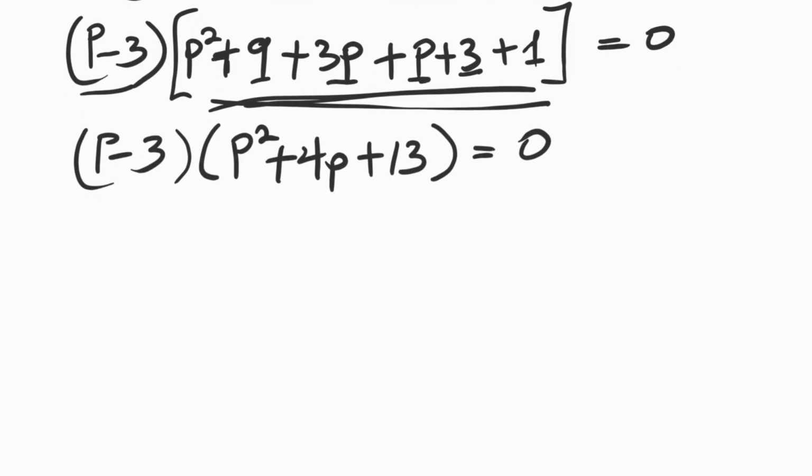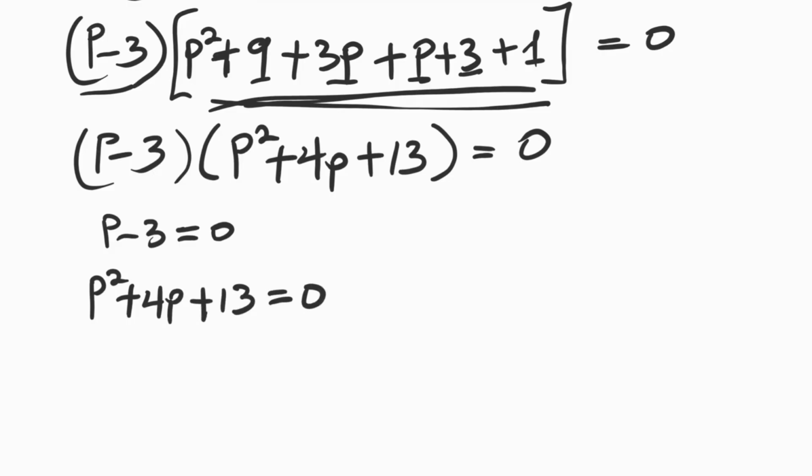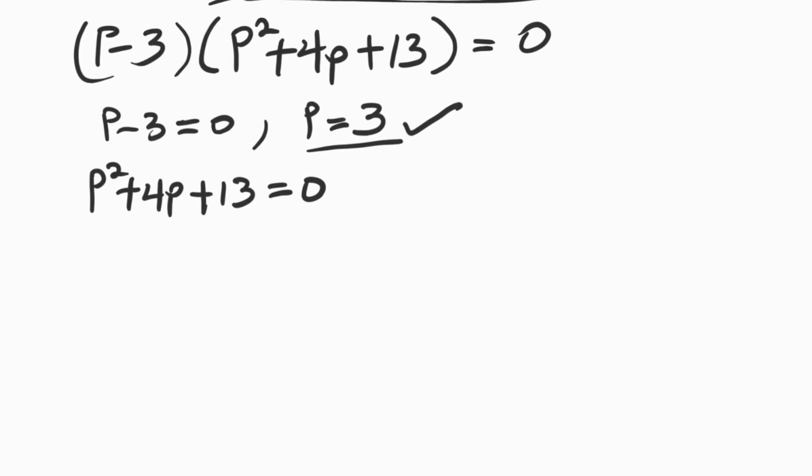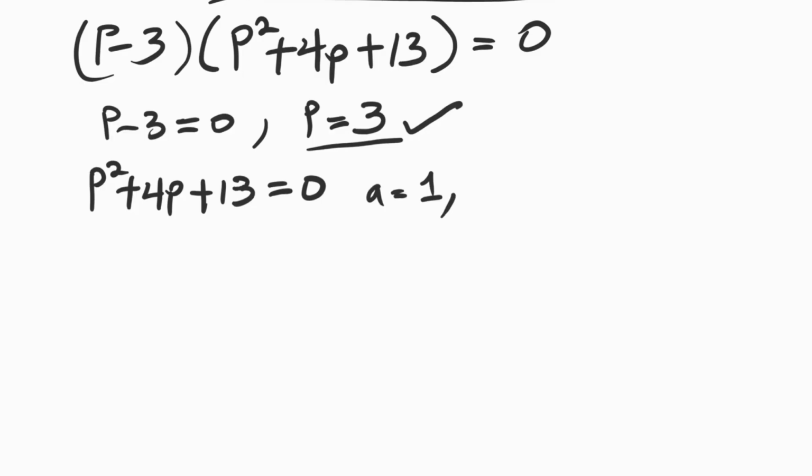Okay, so we have two equations. p minus 3 equals 0, and p squared plus 4p plus 13 equals 0. Now for the first one, p is equal to 3. That's a real number. And onto the second equation, we employ the quadratic formula. Our a is equal to 1, our b is equal to 4, and our c is 13.